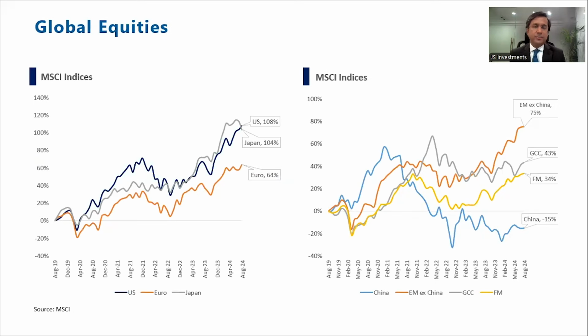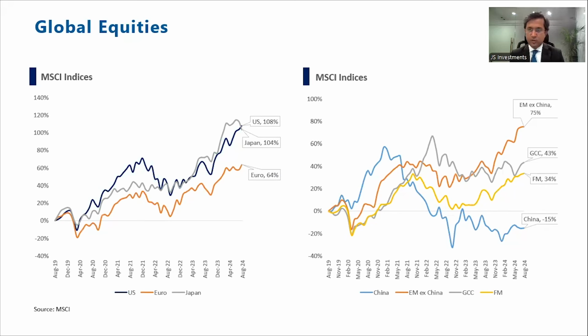All right, now let's step into the global equity markets. And here you see some quite decent performance. This is basically a 5-year history. Both charts on the left and the right, basically MSCI indices. On the left, you could see US, Japan, and Euro. Euro has been a bit of a laggard vis-a-vis Japan and US.